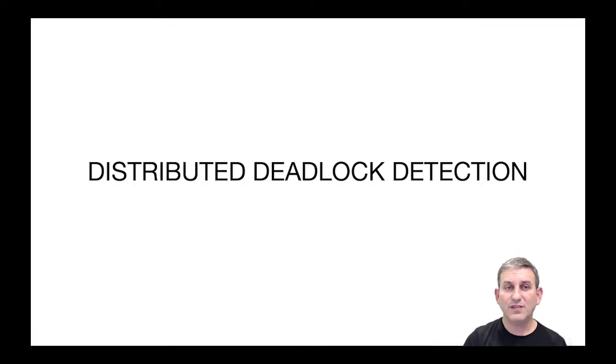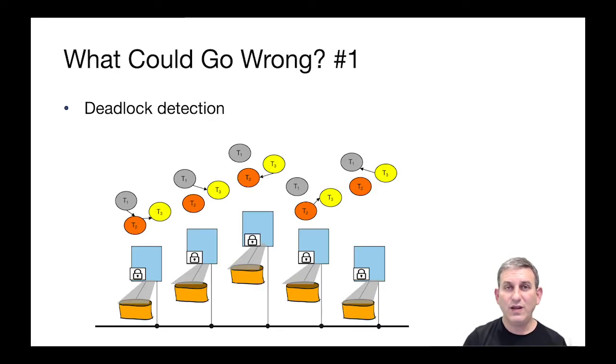The first issue we'll talk about is distributed deadlock detection. So what can go wrong with deadlock detection in a distributed system? Well, imagine here we have our 5 machines, and on those 5 machines there are 5 different waits for graphs.